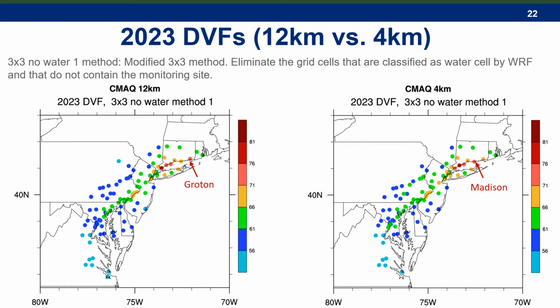This slide shows the 2023 DVFs using a 3x3 no-water method 1 approach. Both platforms demonstrate sites Greenwich, Stratford, and Westport will have 2023 DVFs larger than 71 ppb. In addition, 12 km CMAQ shows Groton will have a 2023 DVF larger than 71 ppb. However, 4 km CMAQ shows Madison will have a 2023 DVF larger than 71 ppb.